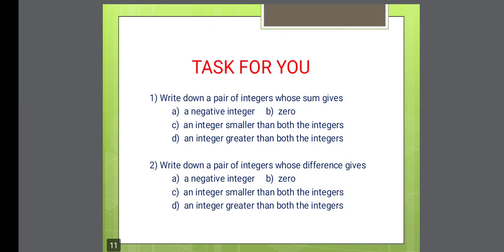Now here are a few tasks for you. You are asked to write down a pair of integers, meaning two integers whose sum gives a negative integer. Suppose a and b are two integers, you have to write two integers a and b such that a plus b gives a negative integer.